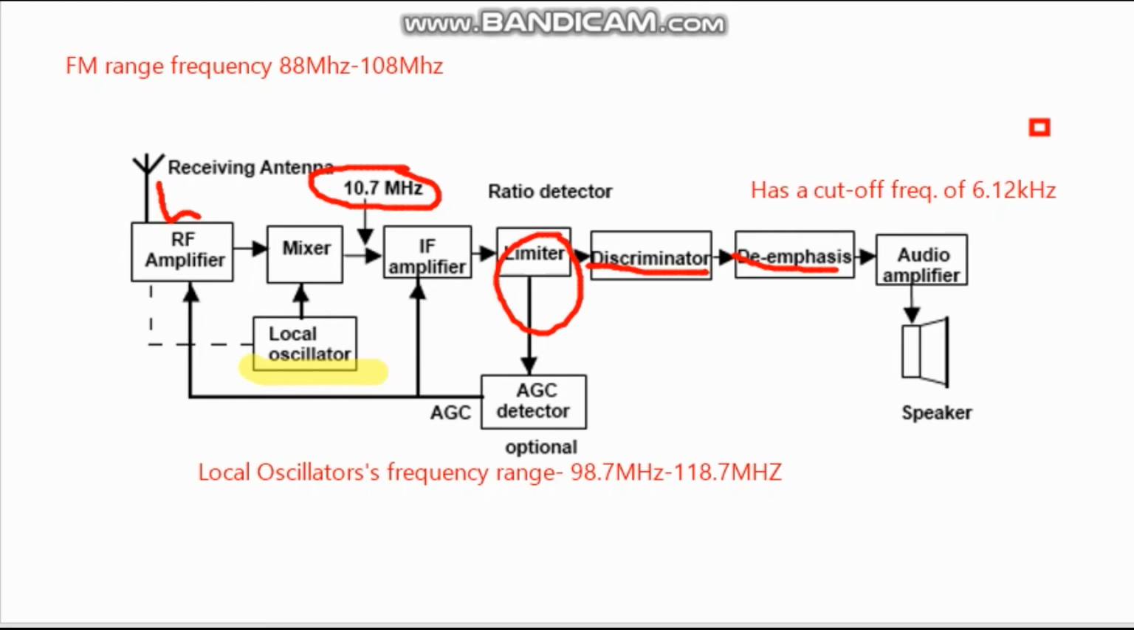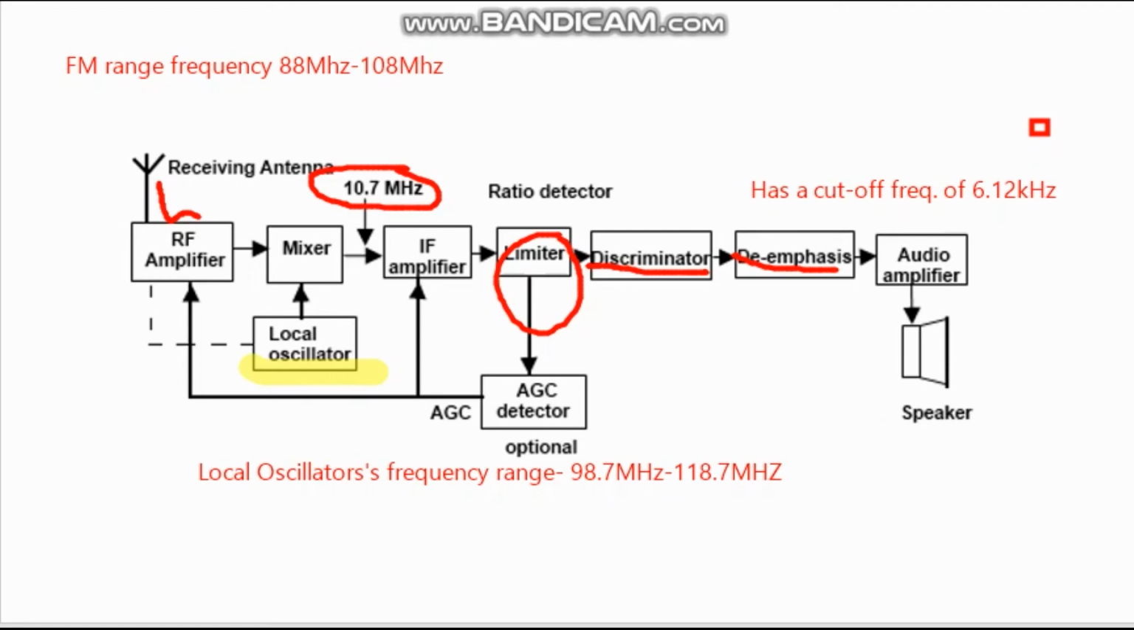Then after nun, magpo-proceed na siya sa limiter, which prevents the increase or decrease in amplitude of the signal, which is what we don't want here in the circuit, since frequency modulation lang yung kailangan natin. So again, amplitude variations are caused by noise or other interference.